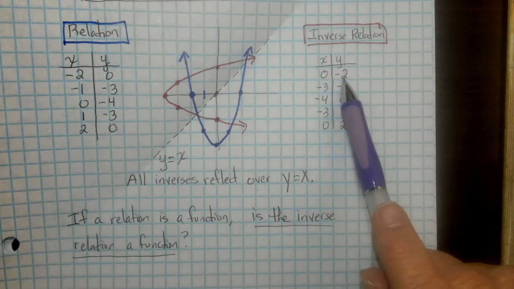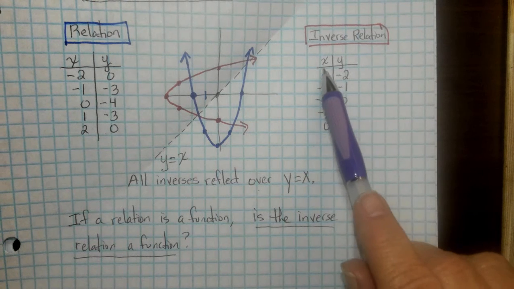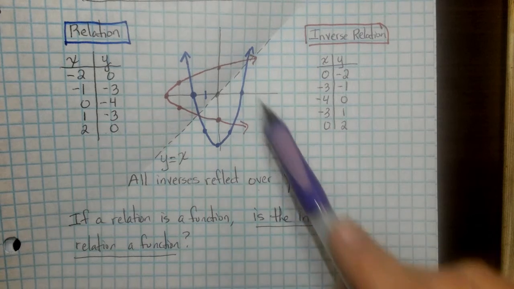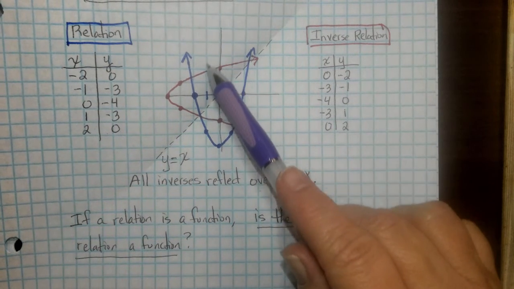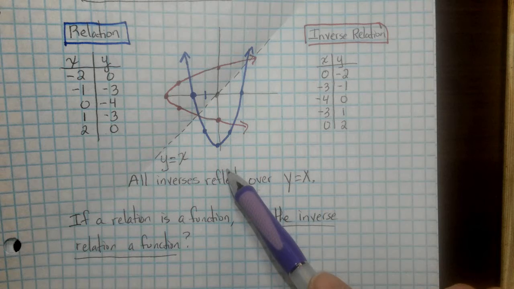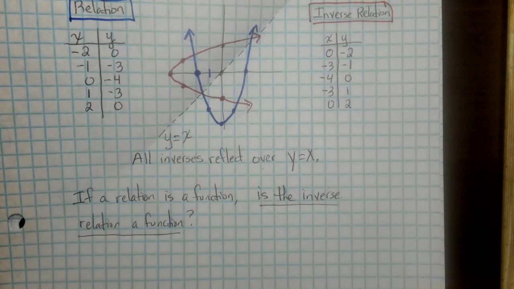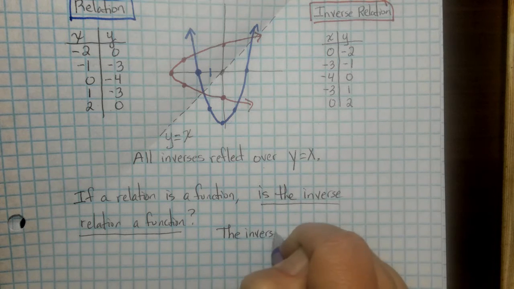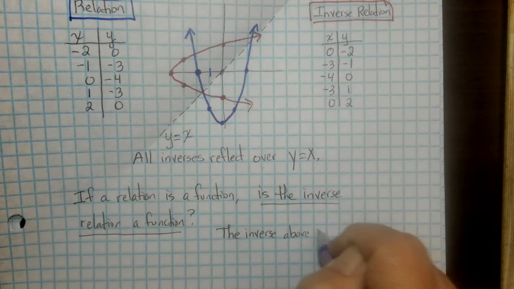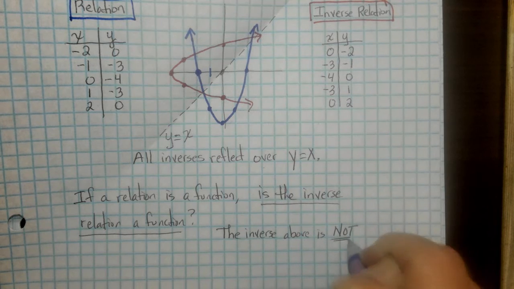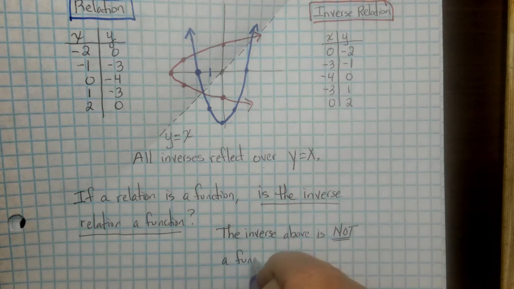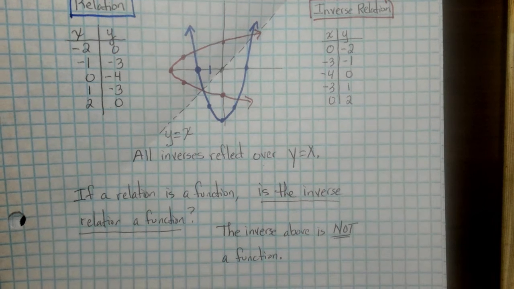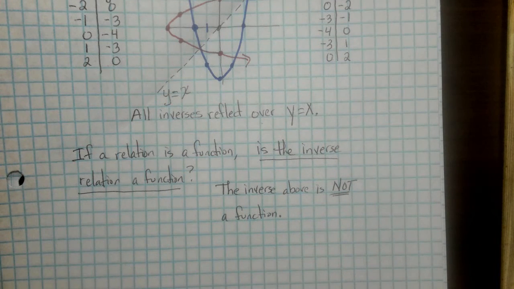No. Do you see these two different ordered pairs? They have the same first element. Look at your graph. Does the red graph pass the vertical line test? No. So in this case, the inverse above is not a function. So the relation can have an inverse, but the inverse may or may not be a function.